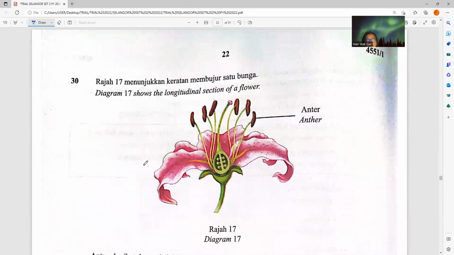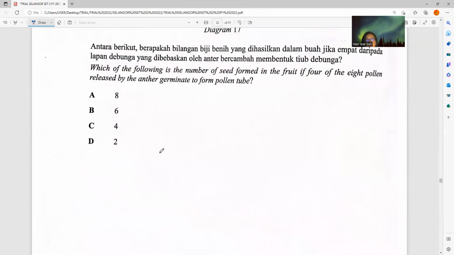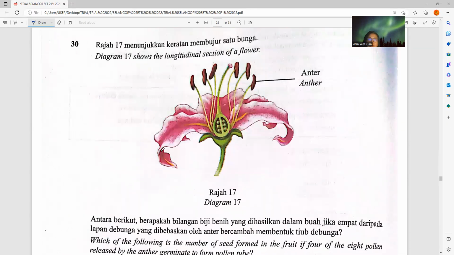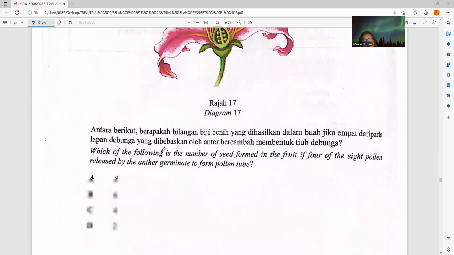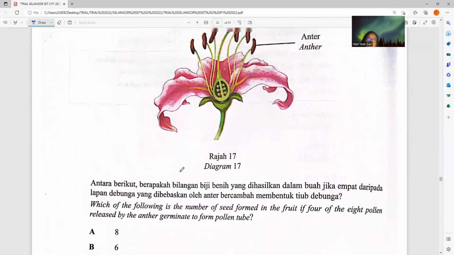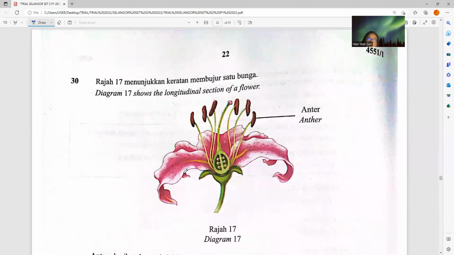30. Diagram 17 shows the longitudinal section of a flower. Which of the following is the number of seeds formed in a fruit if 4 of the 8 pollen grains released by the anther germinate to form a pollen tube? Okay, so if 4 pollen grains germinate, the answer is 4, yeah, because only 4 form the pollen tube. Okay.